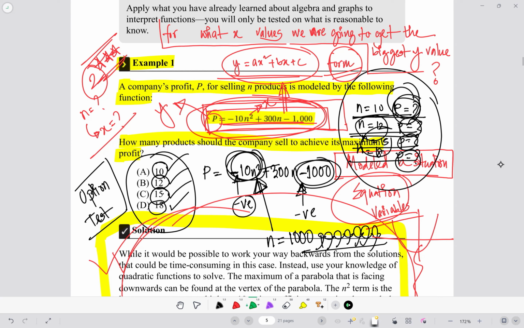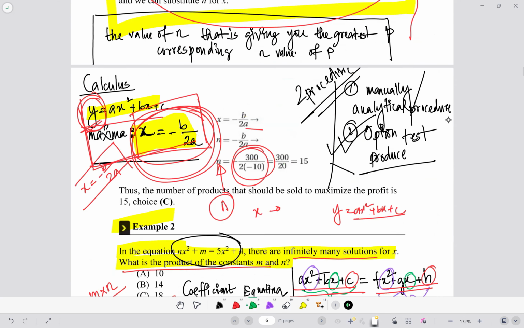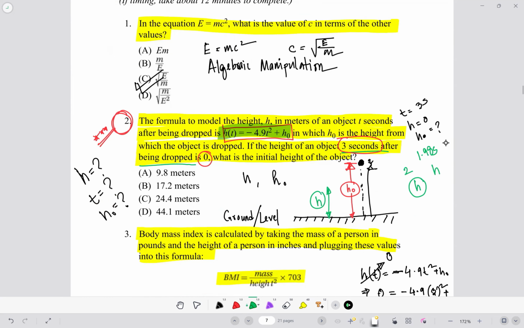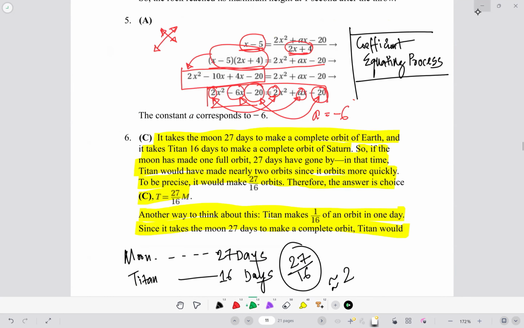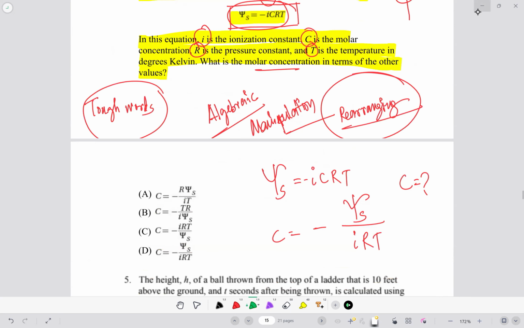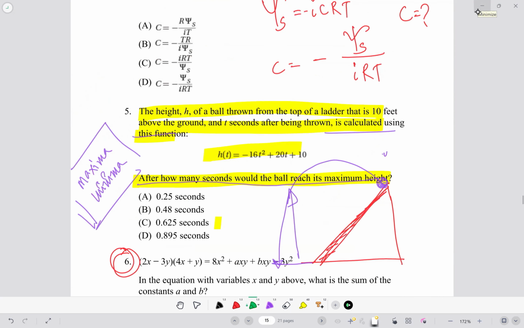If you remember, a company's profit p for selling n products is modeled by the following function, p equals and so on. How many products should the company sell to achieve its maximum profit? They are interested in the maximum p, and what the maximum p is caused by, the n. Just like here in this problem too, we are interested in this maximum h. The h would be the maximum.